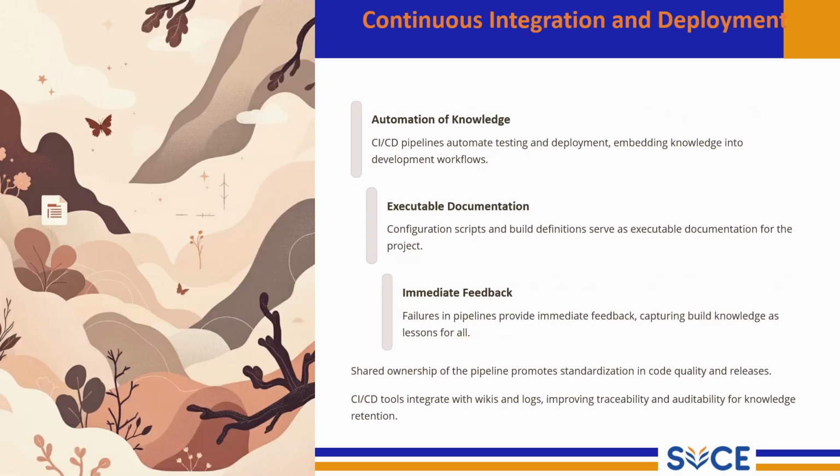In the next slide, we'll see continuous integration and deployment. Automation of knowledge: the CI/CD pipelines automate the testing and deployment, embedding the knowledge into development workflows. Executable documentation: configurations, scripts, and build definitions serve as the executable documentation for the project. Next one is immediate feedback. Failures in pipelines provide immediate feedback, capturing the built knowledge as lessons for all.